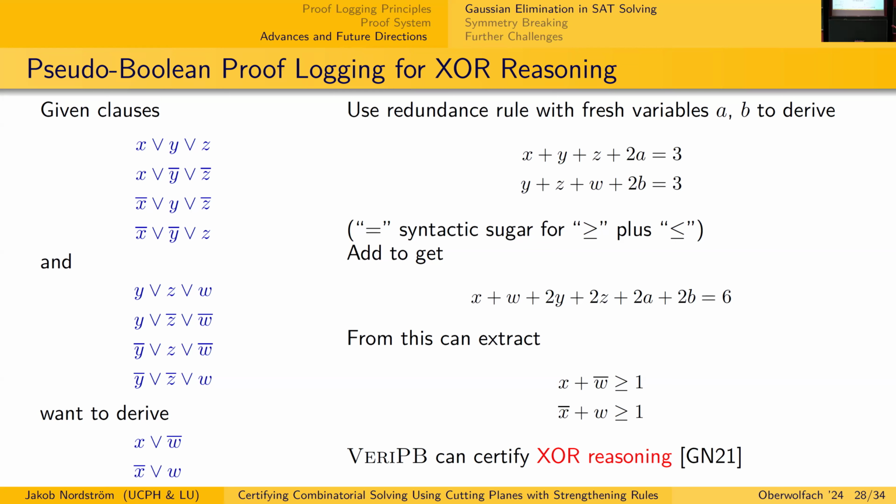And in a similar way, I'm going to derive that Y plus Z plus W plus B equals 3. A and B are fresh variables. And now to simulate Gaussian elimination, this is obviously a toy example, but just add them up. And now I see that everything has an even coefficient except X and W. So clearly X plus W has to be even. So I've actually derived that the XOR of X and W is even.